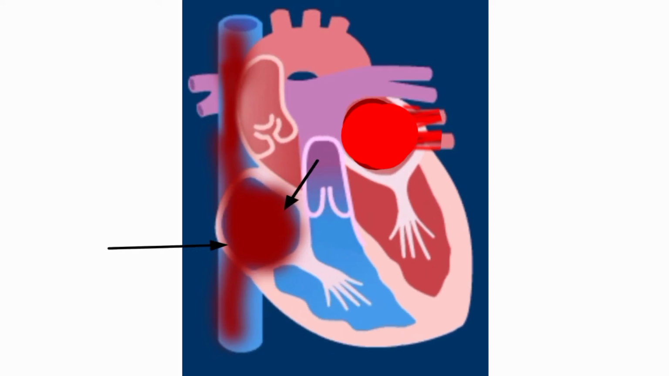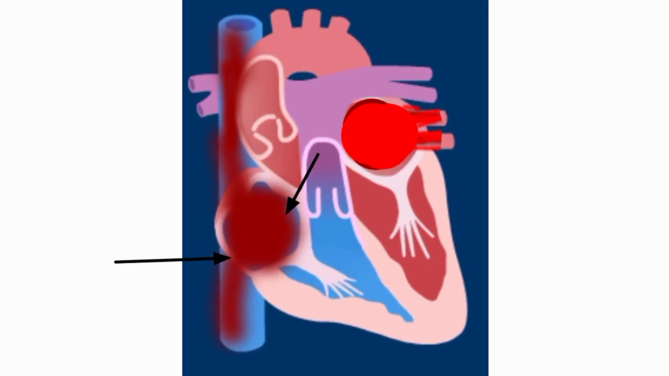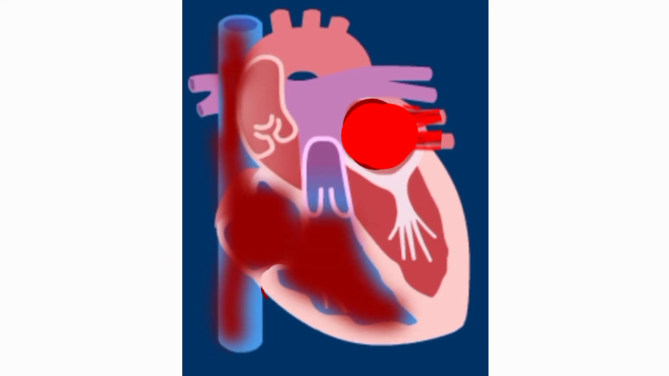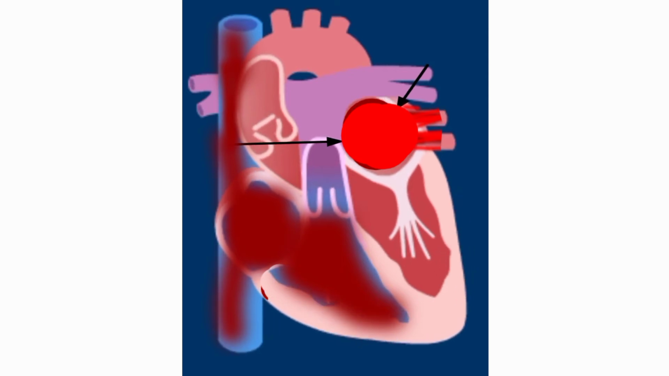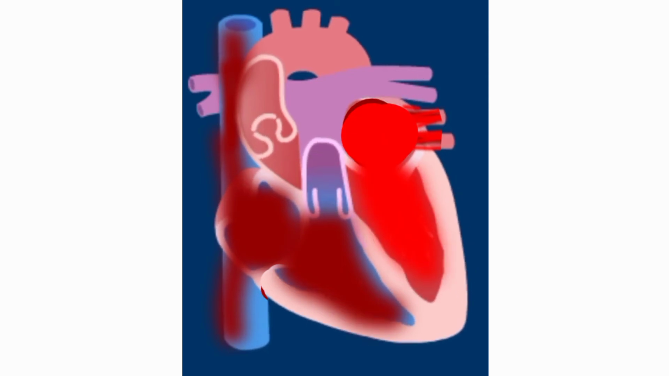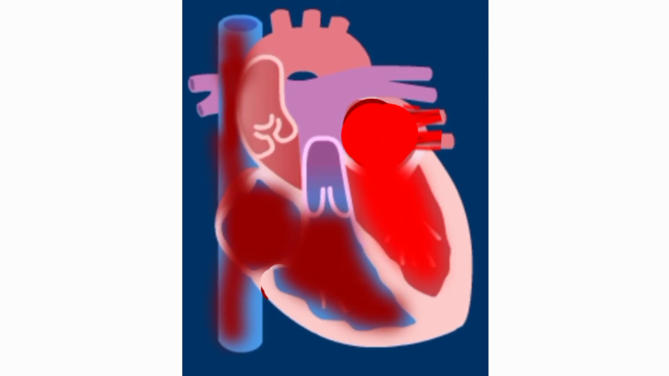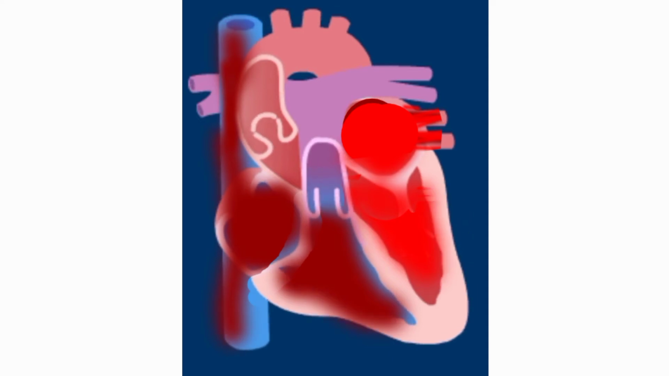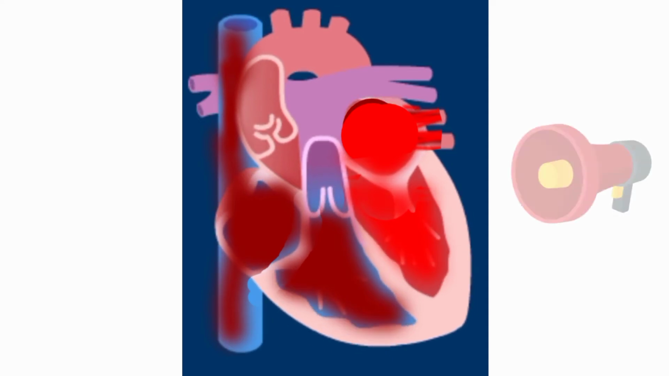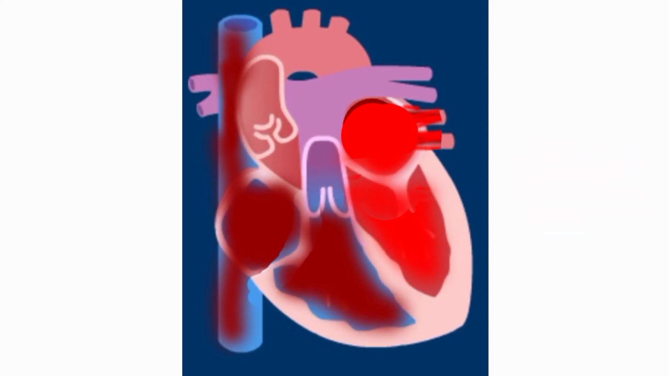Right atrium contracts. The deoxygenated blood is pumped into the right ventricle. Simultaneously, the left atrium contracts. Oxygenated blood is pumped into the left ventricle. When the ventricles get completely filled with blood, the tricuspid and bicuspid valves close with a sound. At the same time, semilunar valves open.